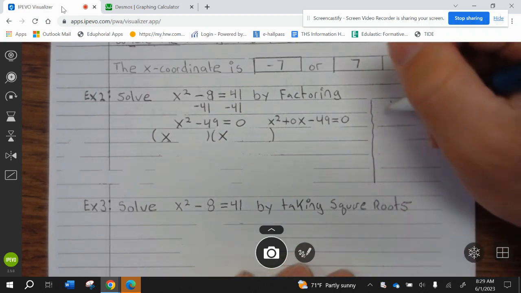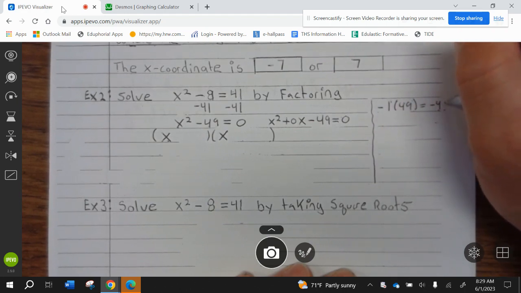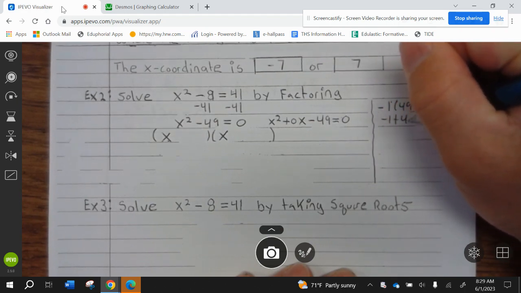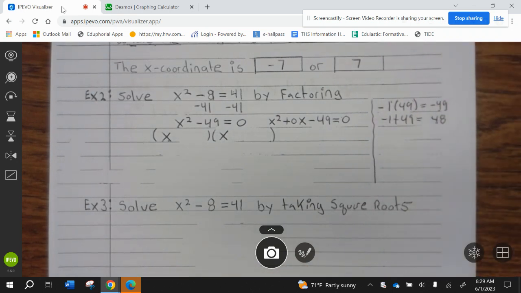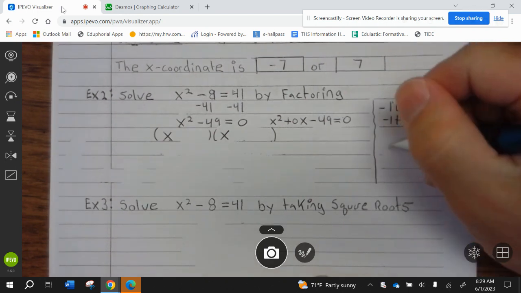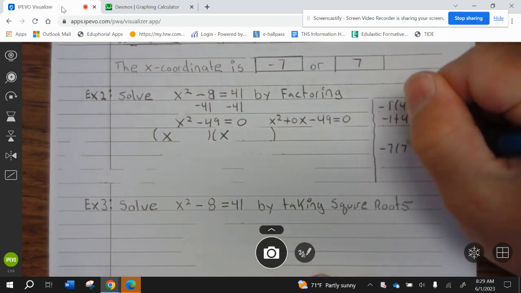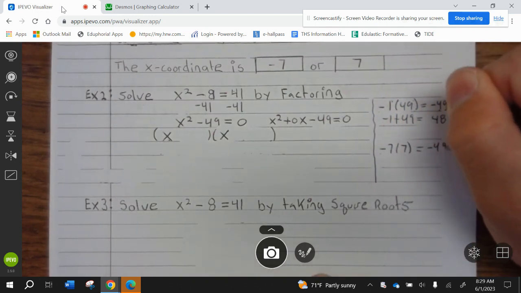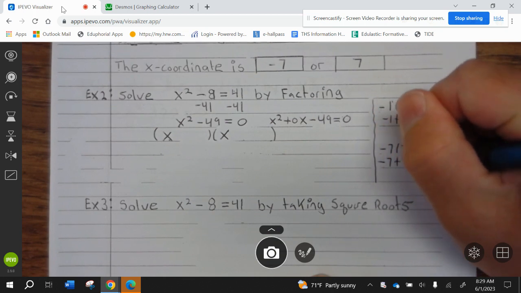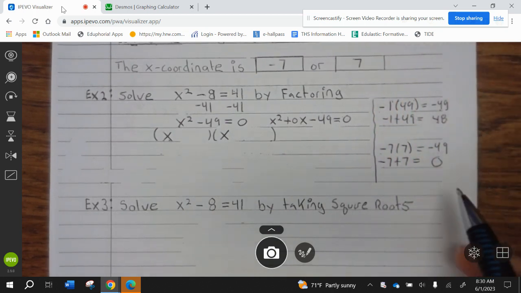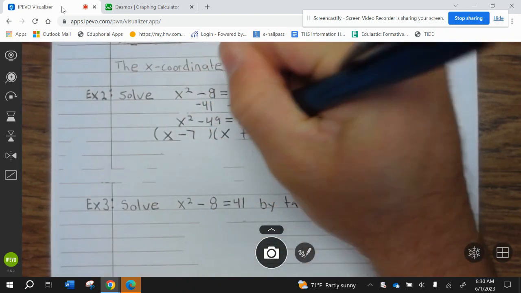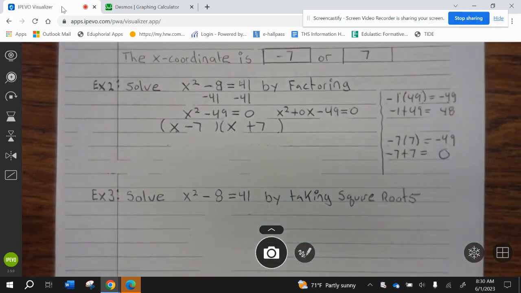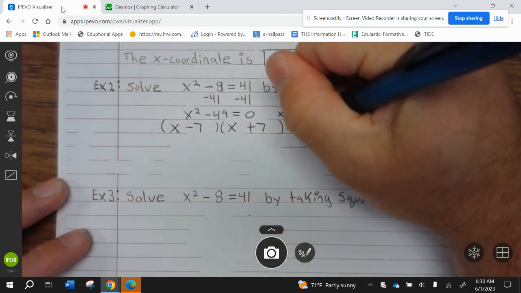Okay, so let's try negative 1 times 49 equals negative 49. Negative 1 plus 49 is 48. That doesn't work. Negative 2 doesn't work. Negative 3, negative 4, negative 5, negative 6, negative 7. So negative 7 times 7 is negative 49. Negative 7 plus 7 equals 0. We have our negative 49 and 0, so our factors are x minus 7, x plus 7. Okay, almost forgot. Equal to 0.